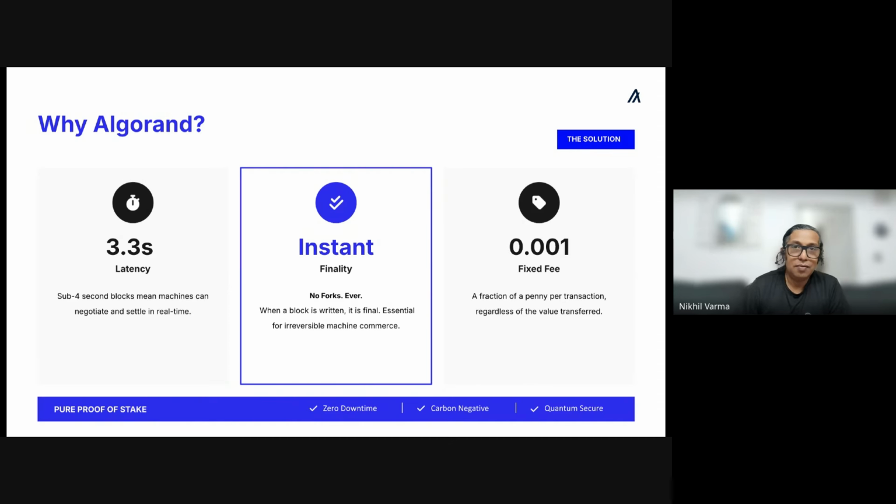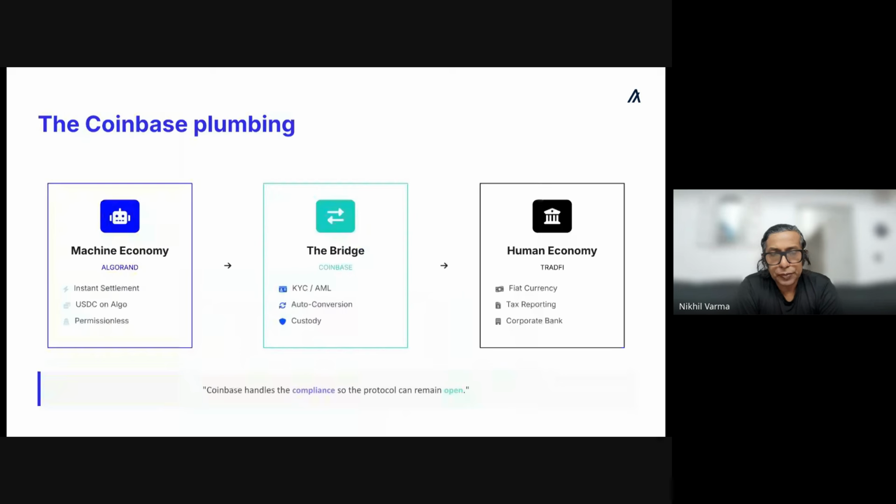And that's why we've had the Coinbase plumbing. Next slide, please. That's why we had the Coinbase plumbing. Just to make people understand what we are doing with Coinbase here: Algorand provides that instant settlement with USDC on Algo. And Coinbase handles the essential compliance in the back end, the KYC, the AML, the auto conversion to fiat, the custody. Every single thing is done through the Coinbase system, which gives it a more scalable perspective.